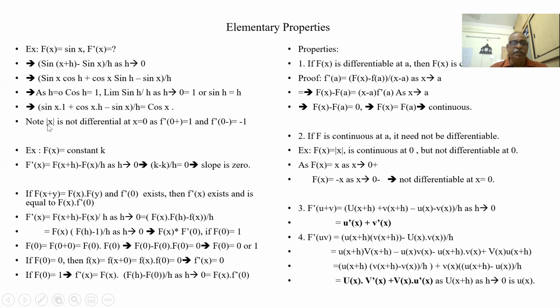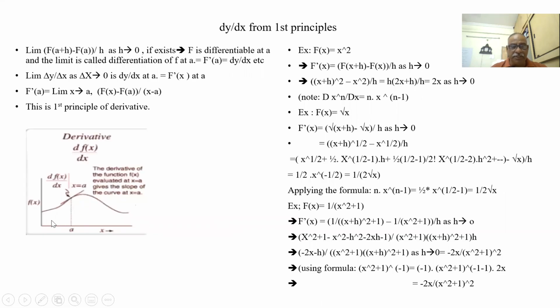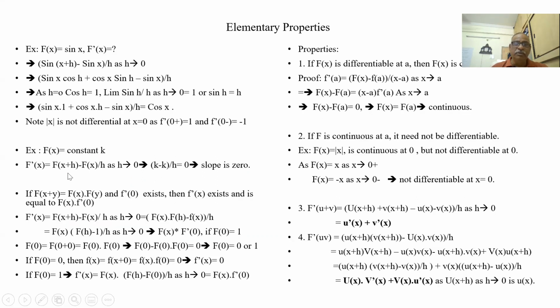Now, note that mod x is not differentiable at x is 0 because at x is 0 plus and x is 0 minus, the values are different. So this is not defined. Suppose for a constant, f of x is constant. What do you mean by constant? F of x, whatever x is varying, but y is constant. This is a line. It's a line parallel to the x axis. That means the slope is automatically 0. So f of x plus h minus f of x by h. F of x plus h is also k. This is also k. K minus k is 0. 0 by anything is 0. So the slope is 0.